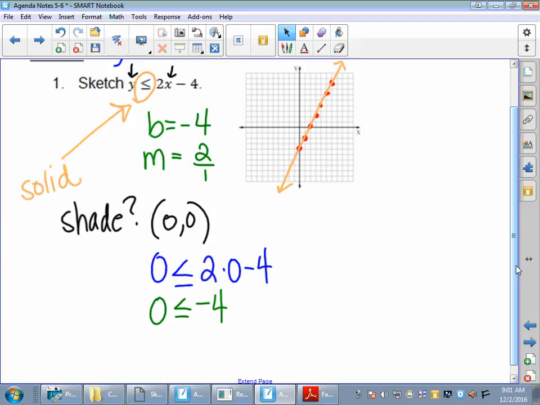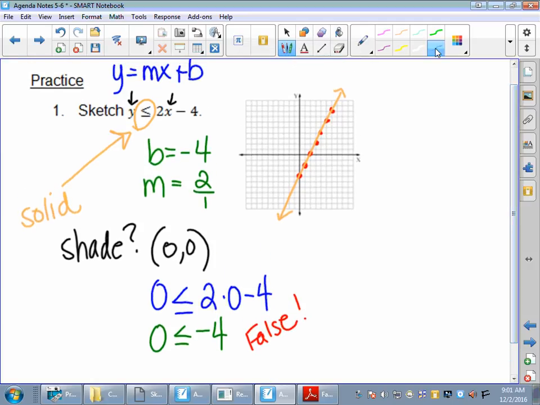Is that true or false? 0 is less than or equal to negative 4. I don't think so, right? Negative 4 is less than 0. So since that's false, here's 0, 0. I don't want that to be the shaded part, so I'm going to have to go to the other side of that line and shade over here. If it were true, I would want 0, 0 to be in the shaded part, so I would shade the left-hand side of that line. So we're going to sketch, we're going to decide on the line, and we're going to shade.